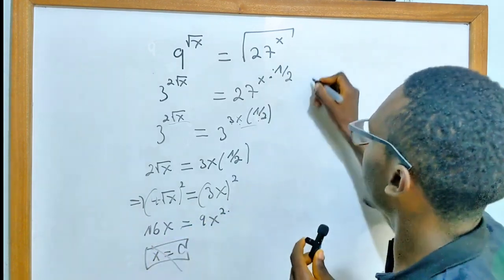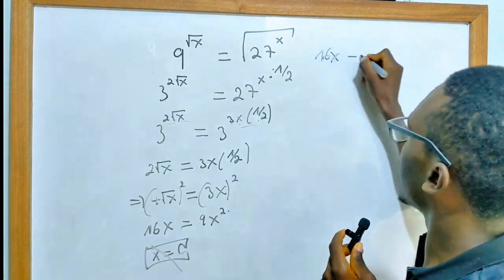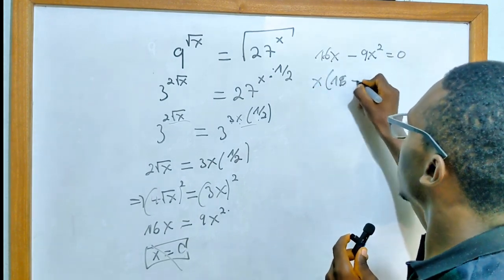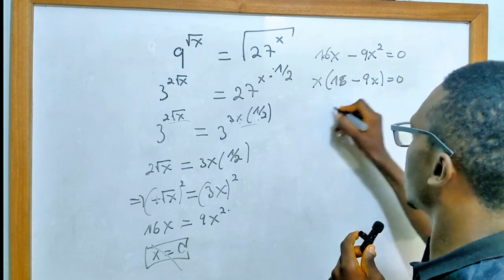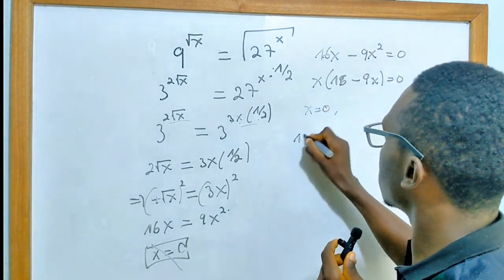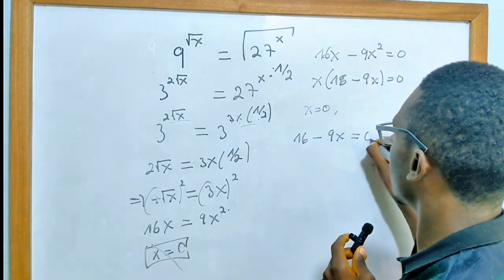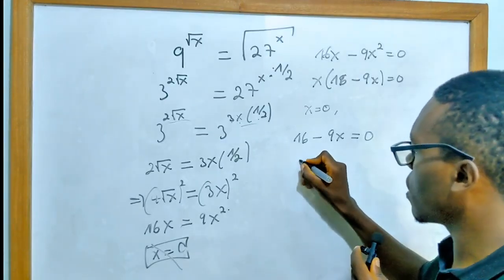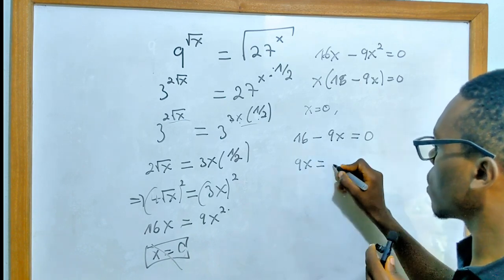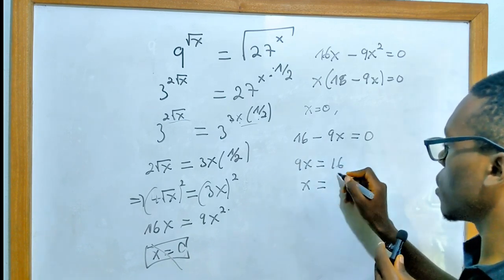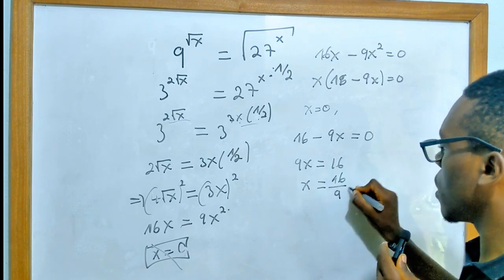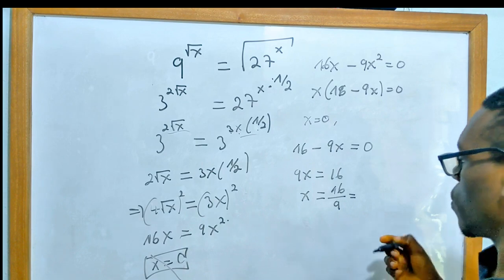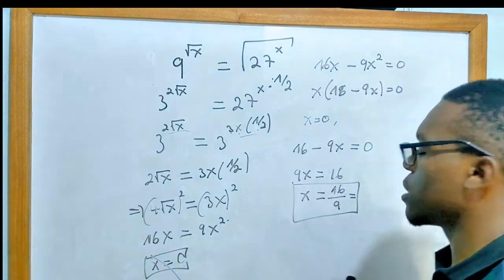We can just bring everything here to have 16x minus 9x squared is equal to 0. Bringing out x, you have x times 16 minus 9x is equal to 0. Hence, x is equal to 0, or 16 minus 9x is equal to 0. That implies 9x is equal to 16. Therefore, x is equal to 16 over 9. We don't have any common factor here, hence our answer will remain at 16 over 9.